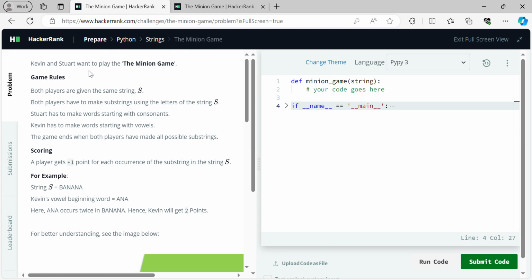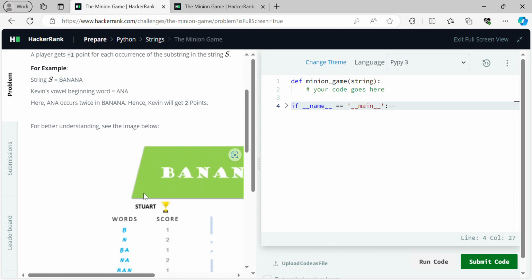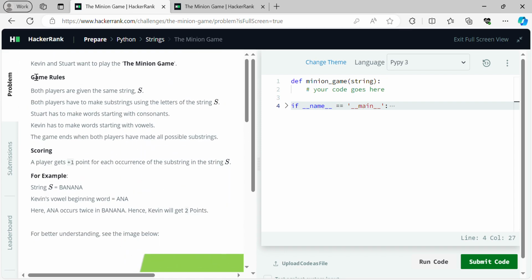Coming to this program, Kevin and Stuart want to play the Minion game, and here the game rules are mentioned. I will read the game rules one by one and explain with this diagram after reading them. Coming to the first condition, both players are given the same string s. It means in this game they provided one string for both players. This is the first game rule.